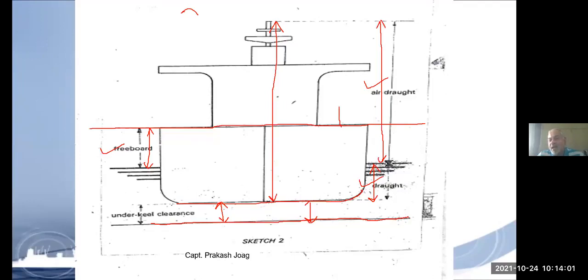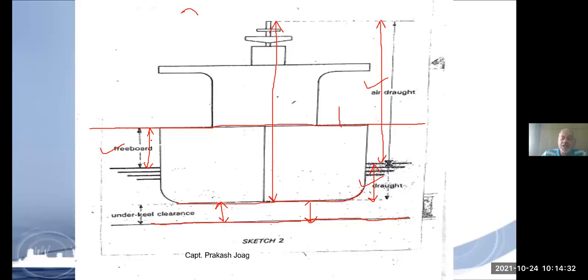You require air draft, also known to port, so that whether the ship can be brought in under some hanging wires or overhead wires or a bridge which is joining one end to the other end. Below that, whether the ship can pass or not can be ascertained, and that is also a point of view of safety. And here is freeboard.